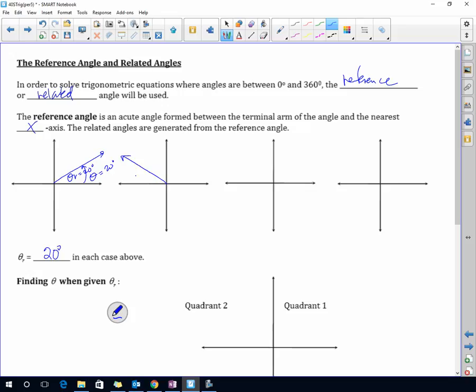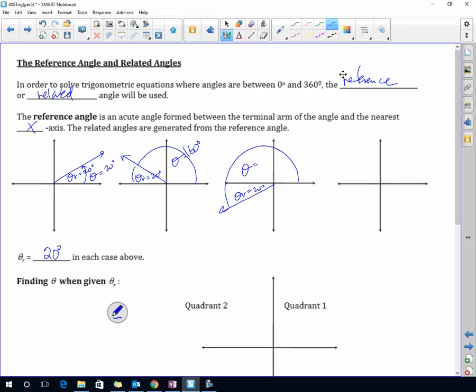Not 110. 160, very good. How do I get that? It is 20 degrees short of 180. Remember this? Okay, third quadrant, my reference angle again is 20 degrees. What is my related angle? 200, very good. How did I get that? 180 plus the additional 20.